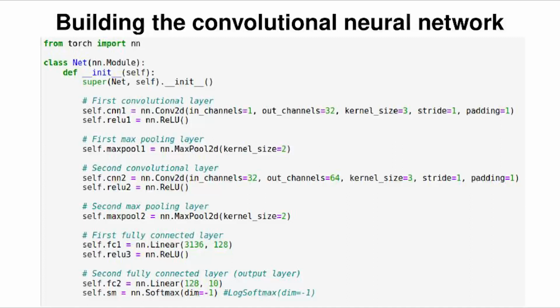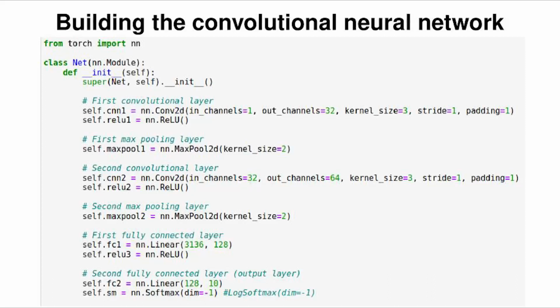The first max pooling layer, self.maxpool1, is defined as an instance of the MaxPool2d class that is contained in the nn module of PyTorch as well. We only need to set one parameter for the max pooling layer, the kernel size, because by default, the stride is chosen to be the same as the kernel size. Note that no activation function is necessary for pooling layers.